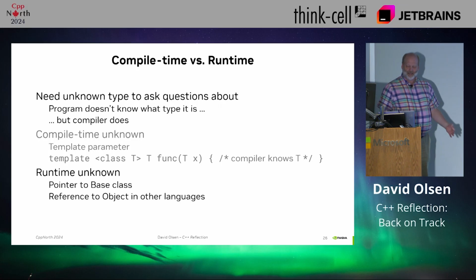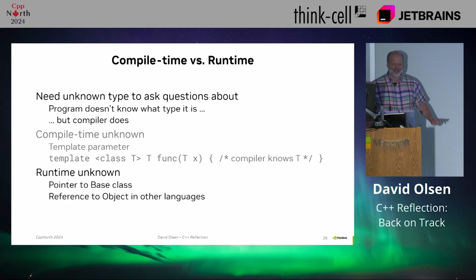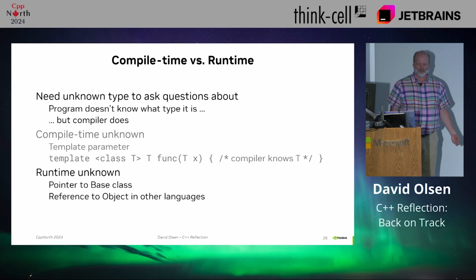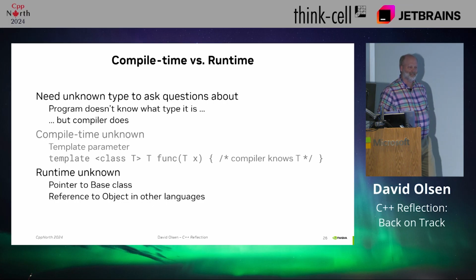Code works with a type that is unknown at runtime in dynamically typed languages or in languages that support object-oriented programming, especially in languages such as Java that have a universal base class.